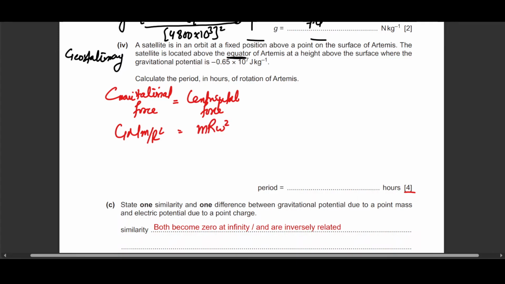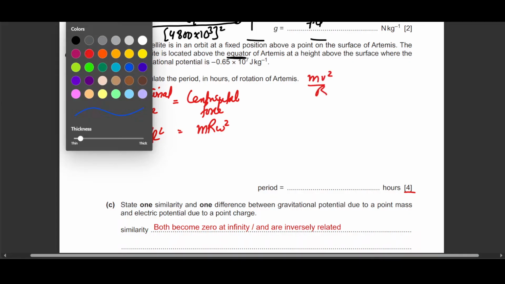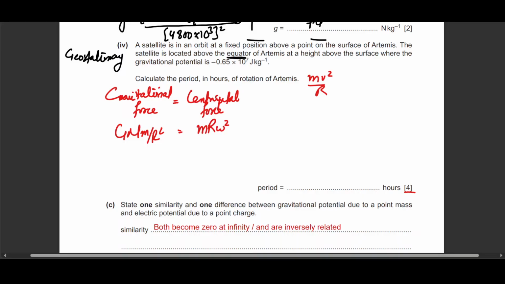Now, centripetal force also has a formula of mv squared over r, but why are we not using that? We could have used this as well, but it will increase the number of steps. Since we're looking for a time period, only omega, or angular velocity, is equal to 2 pi by T or 2 pi f. So in favor of reducing the number of steps, I'm choosing this option, right? Okay.